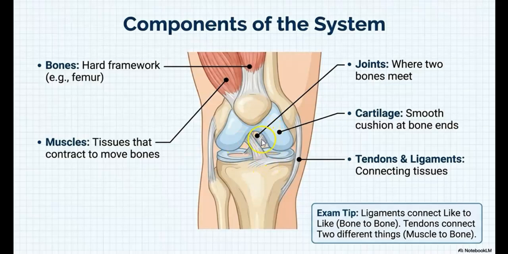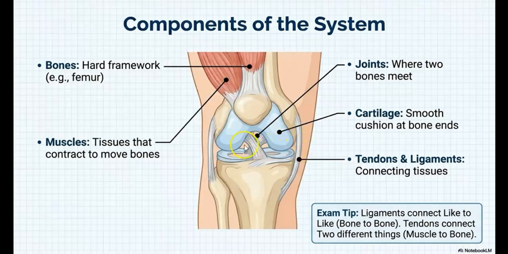This is the joint. A joint is the place where two bones meet. Inside the joint, we have cartilage. What is cartilage? Cartilage is a smooth tissue that covers the ends of the bones, as you can see in the picture. It reduces friction and helps the bones move smoothly. That is the cartilage function.